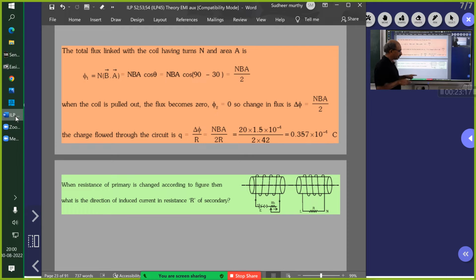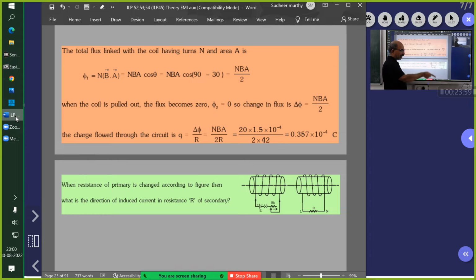From the side of the primary, if you are seeing the secondary coil, look at the direction of the winding. My finger is moving like this as I see the secondary coil from this side. So the winding sense is in the anti-clockwise direction. The winding sense in the secondary, seen from the end of the primary, is anti-clockwise. And now the flux through this coil is in this direction, towards me.